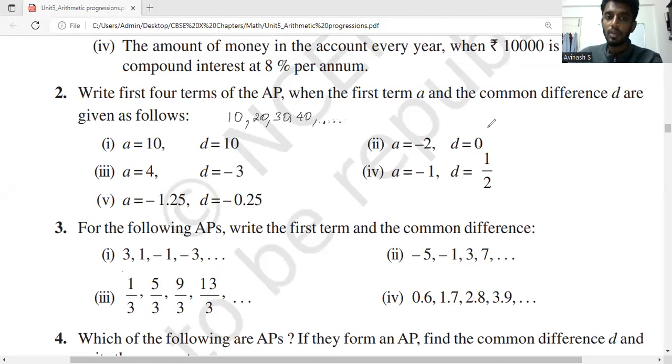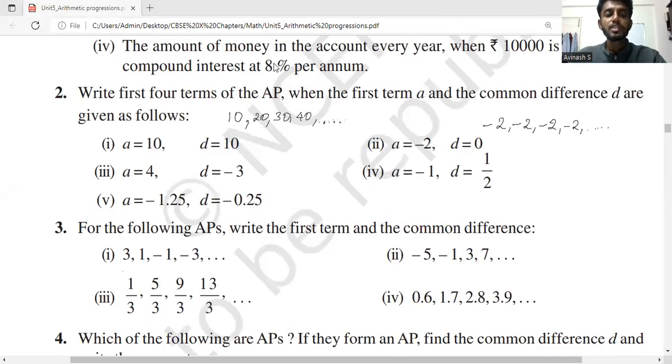Likewise, for the second subdivision also, the first term is minus 2. And then when you add 0, it has no significance. So again, you get minus 2. And when you add 0, you again get minus 2. And you add 0, again you get minus 2 and so on. So this is with respect to the second subdivision.